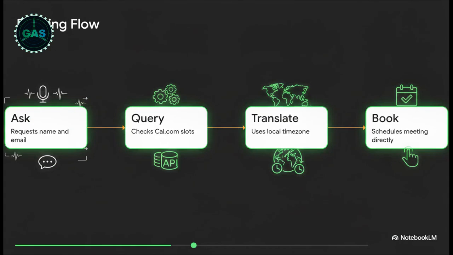Here's a great example of how those tools interact in reality. You can wire the voice agent to act as a 24/7 booking assistant using the cal.com API. The voice agent verbally asks the caller for their name and email, spells it back to confirm, queries the API for open calendar slots, translates those slots into the caller's local time zone, and then physically books the meeting on your calendar without you ever lifting a finger.